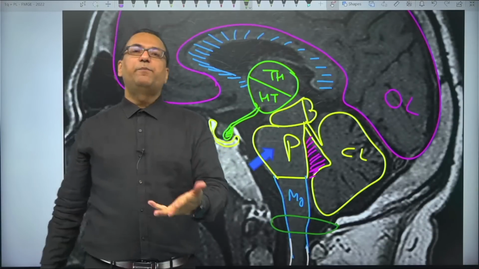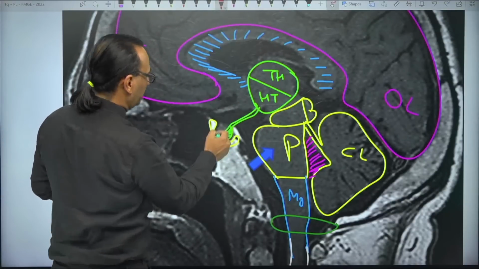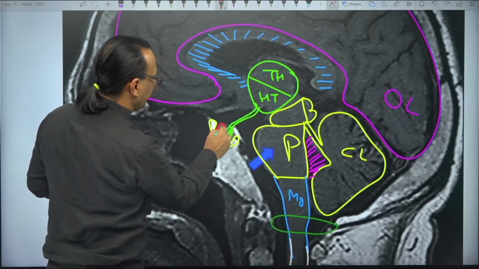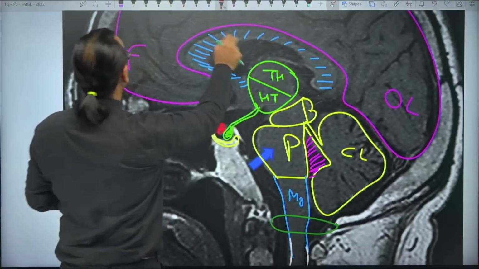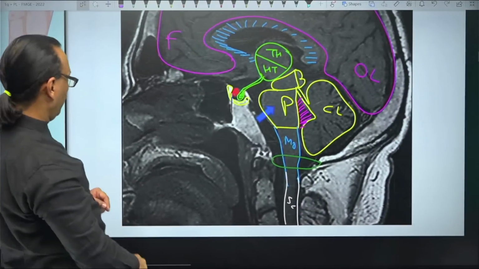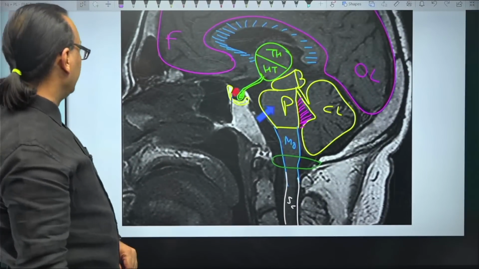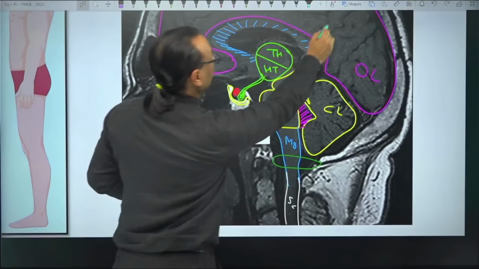Where is the anterior pituitary coming from? The anterior pituitary, which you can show here, is basically coming from, you will see here, let me zoom out, the roof of the oral cavity. It comes from the roof of the oral cavity.